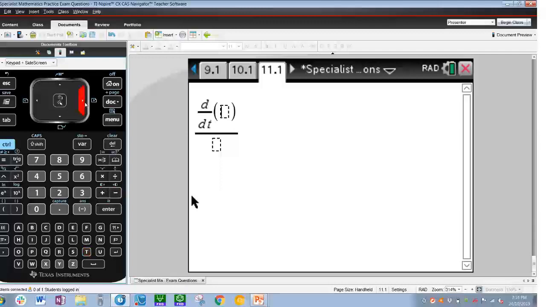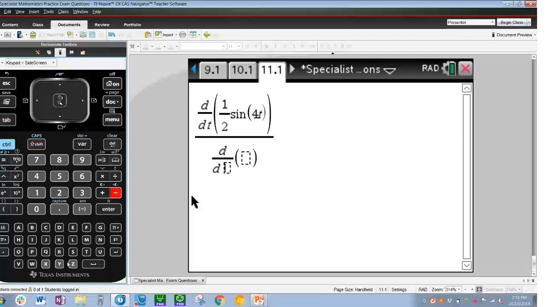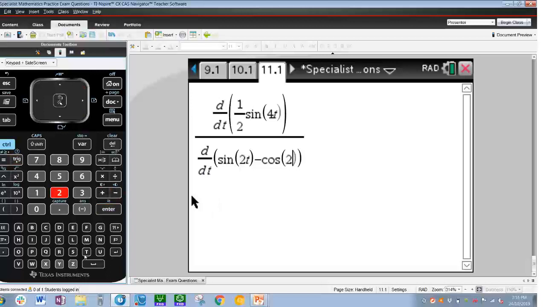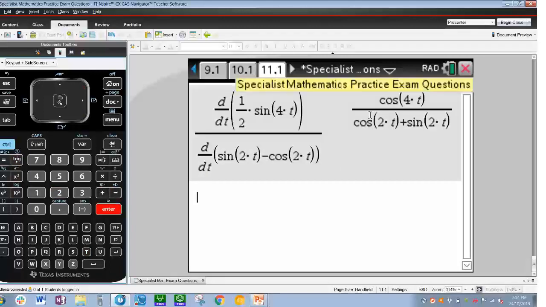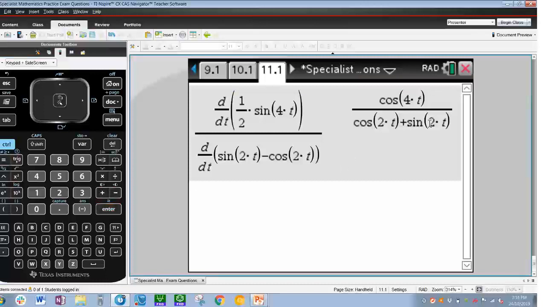Let's differentiate the y function, which is 1/2 sine of 4t. So 4t, there we go. Let's tab away to the bottom. Let's repeat the same thing for x. Shift minus d dt, press right, and now sine of 2t minus cos of 2t. So trig sine of 2t, close bracket, or you can just press right, minus cos, trig cos of 2t. And hit enter, and you get cos of 4t over cos of 2t plus sine of 2t.